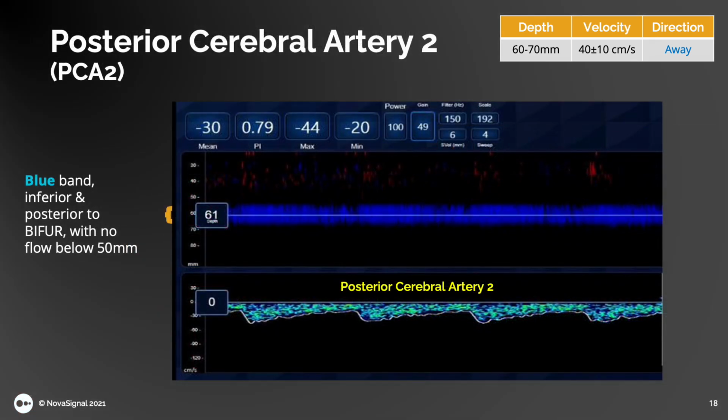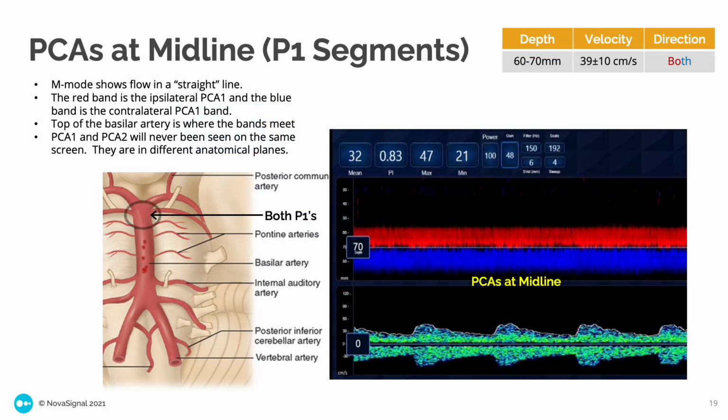So P2 segment is a blue band which lives inferior and posterior to the bifurcation with no flow below 50, and it also lives more posterior to P1. Both PCAs at midline. M mode shows flow in a straight line. It does not lie, it just tells you the blood flow in front of the transducer.